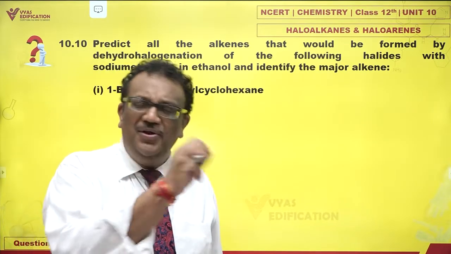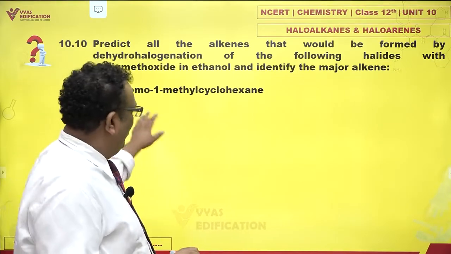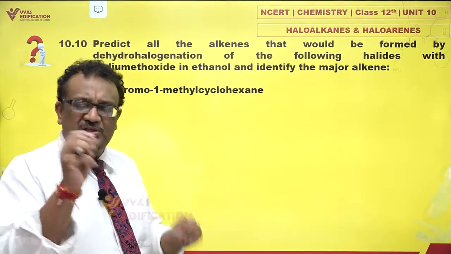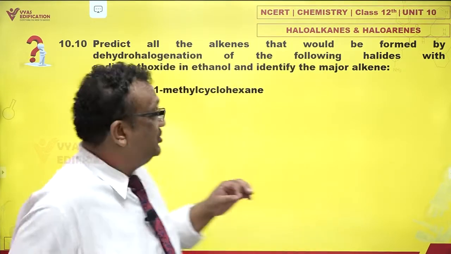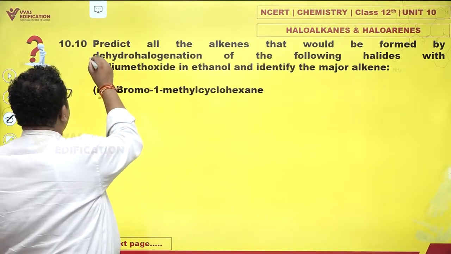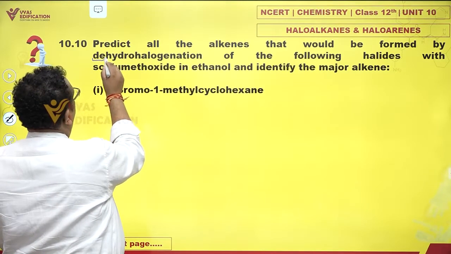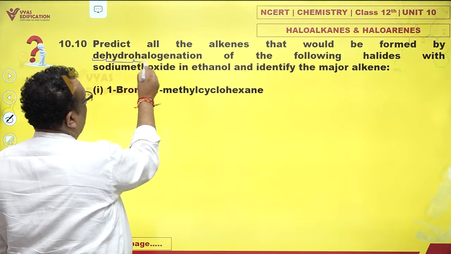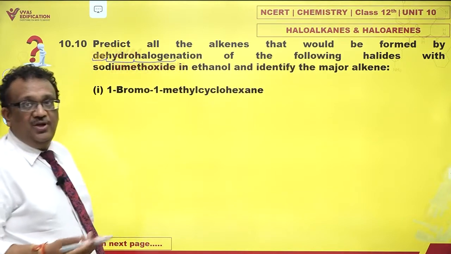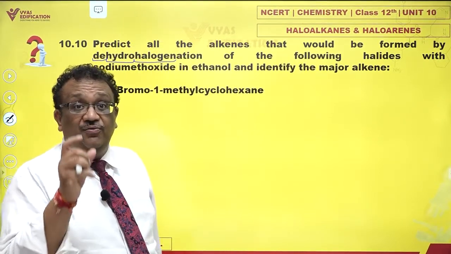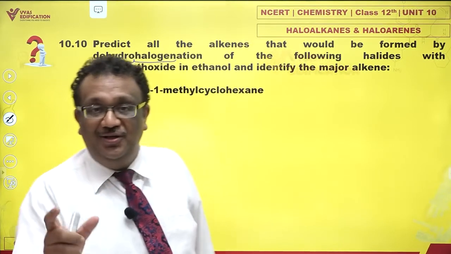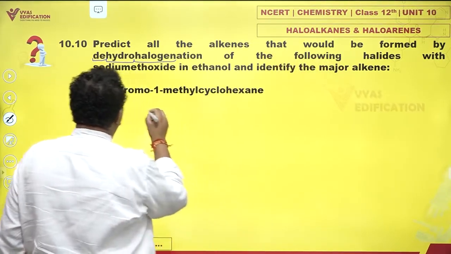Now this is a very important reaction, and before we go around solving these problems, let me just give you a quick brief about it. What is the meaning of dehydrohalogenation reaction? De means removal. Hydro stands for hydrogen. Halogen obviously stands for halogen. Dehydrohalogenation means removal of hydrogen and halogen.